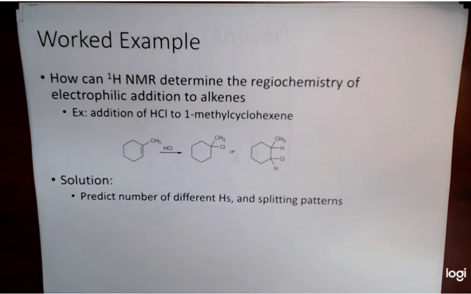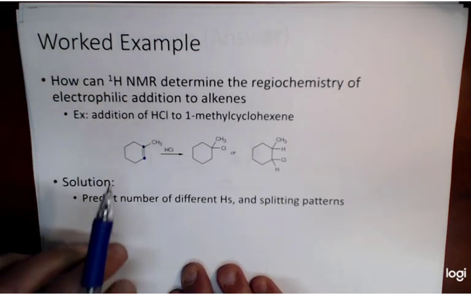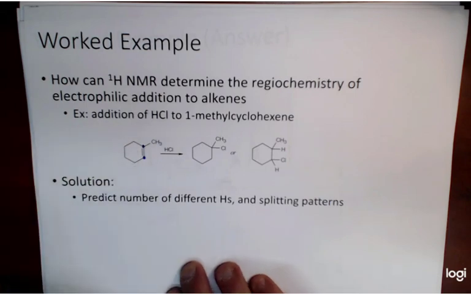Looking at this worked example, it says, how can proton NMR determine the regiochemistry of the electrophilic addition of alkenes? What we see here is the addition of HCl across the pi bond in our cycloalkene structure. Looking at that, the chlorine is going to be added to either the top carbon or the bottom carbon of that alkene functionality.